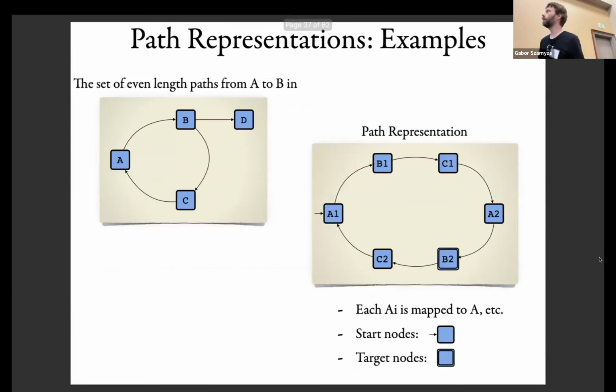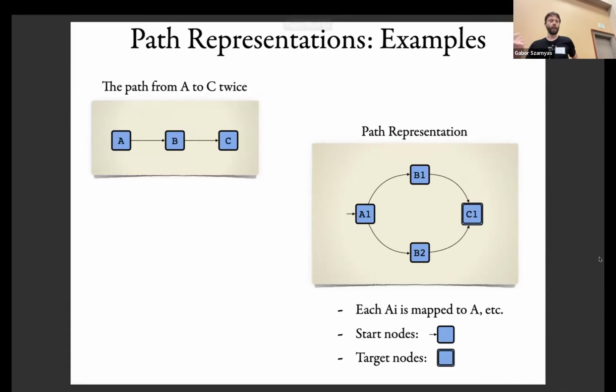So let's just revisit this, yeah? The example that I just showed, the even length paths from A to B here, in our path representation would look like this. Every start node has a small incoming arrow, and every target node has a double box, okay? So here you see on the right what this thing looks like. And then the naming of the nodes, this is what the homomorphism does.